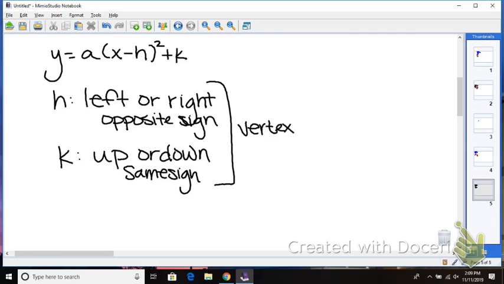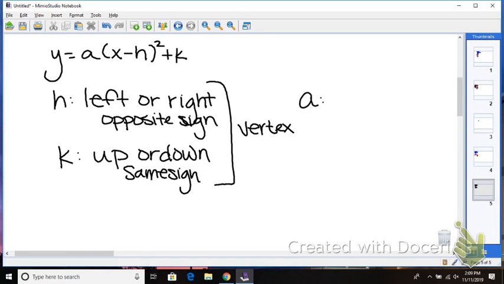So the H on the inside is going to tell us where we're going to move that vertex left or right. And the K on the outside is going to tell us where we're moving that vertex up and down to get your new vertex. Okay? So A is kind of important, and it gives us 2 things, but A sometimes is a little confusing until we start using it.